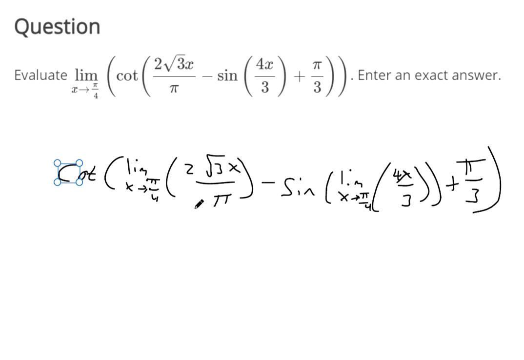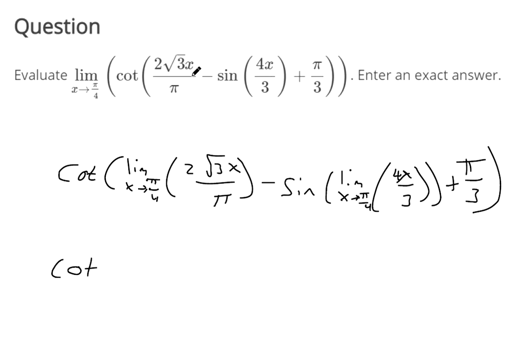Let's see if I get all my parentheses. Open, open, close, open, close, open, close, close. Okay. So in shorter words, that means you can just plug pi over 4 in for each of these x's and evaluate. So we have cotangent.